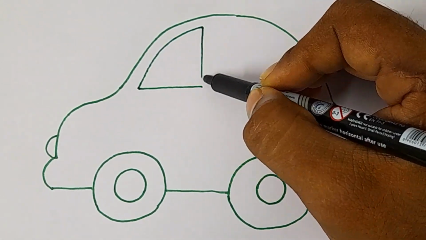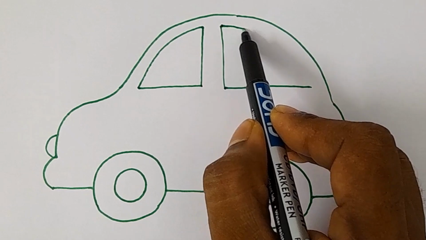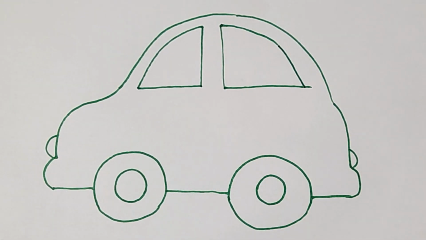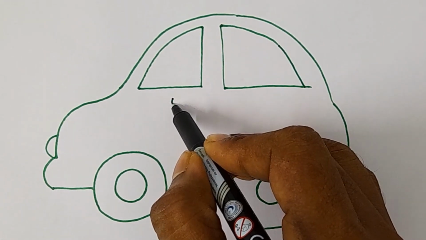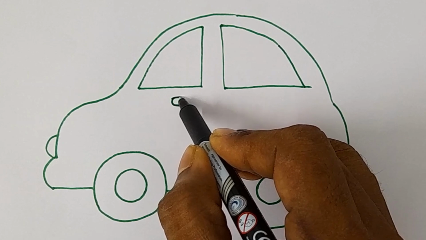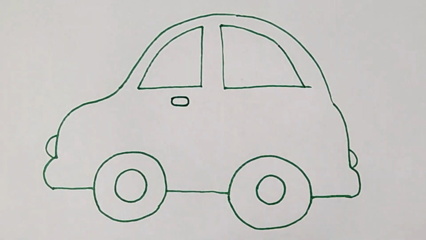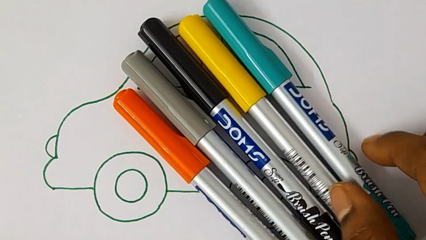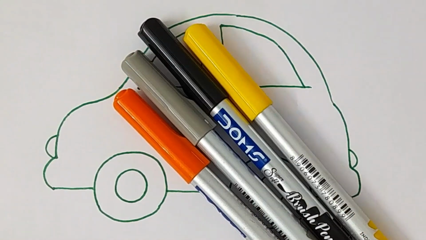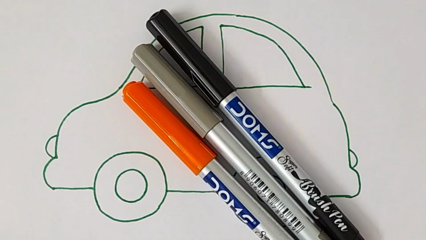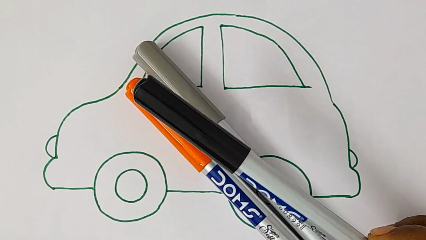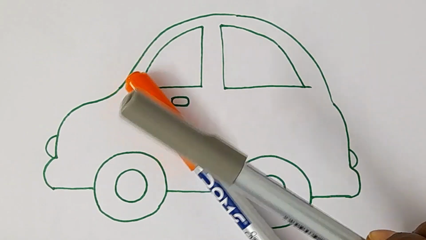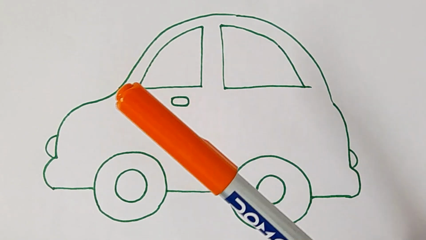Always remember, draw and paint slowly, otherwise your drawing will be wrong. It's time to learn the color names. These are our colors: cyan color, yellow color, black color, gray color, orange color.